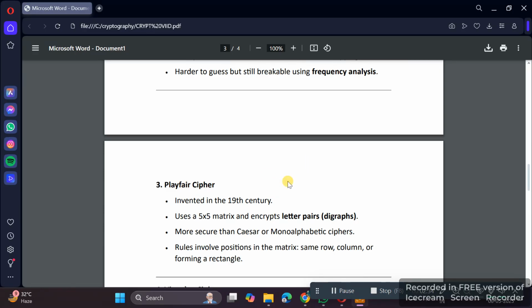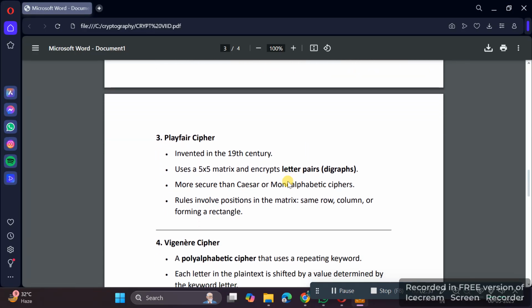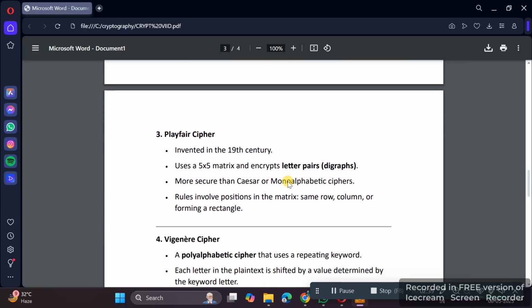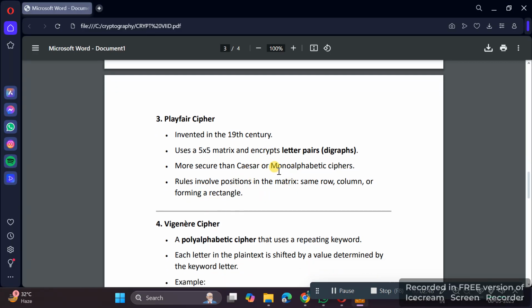The third one is the Playfair cipher. It was invented in the 19th century by Charles Wheatstone and promoted by Lord Playfair. How it works is that it uses digraphs, letter pairs, and a 5 by 5 matrix to encrypt the text. I didn't mention the example in the slide, but I will tell it orally. The word HELLO would be broken into HE and LO. The rules are: if both letters are in the same row, replace each letter with the one to its right; if in the same column, replace each with the one below; else form a rectangle and swap the corners.